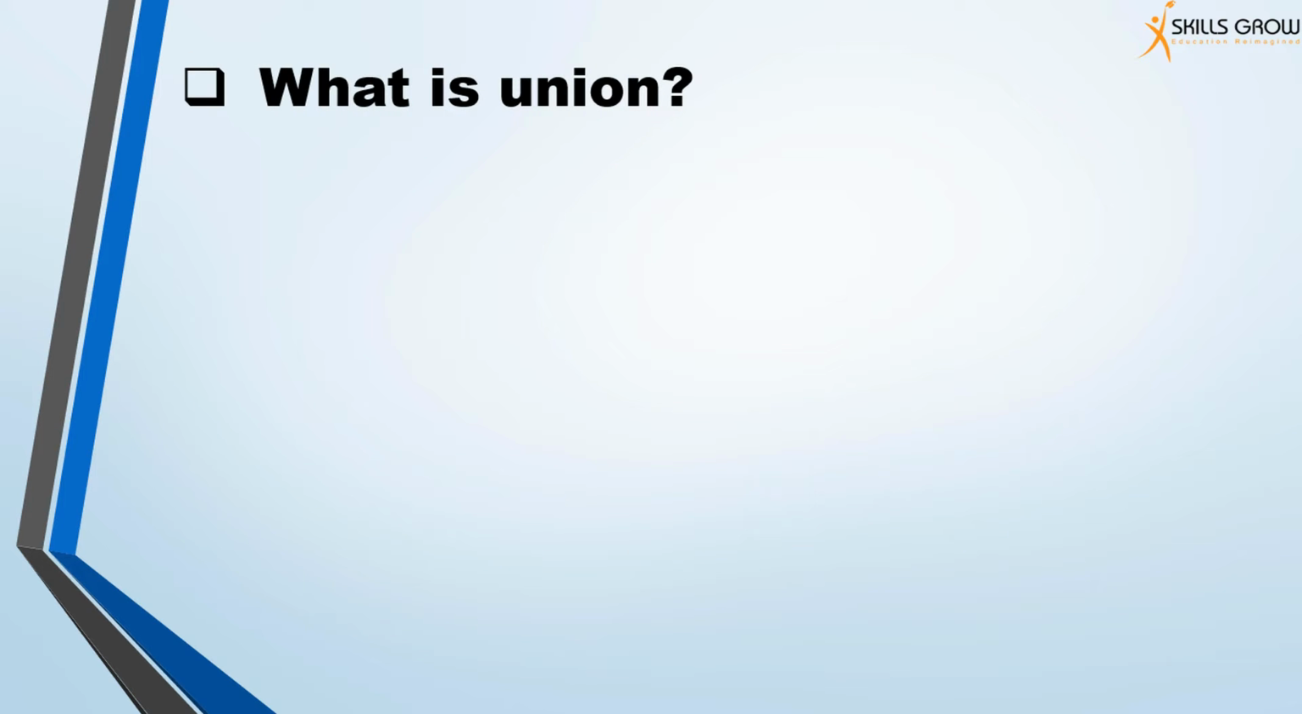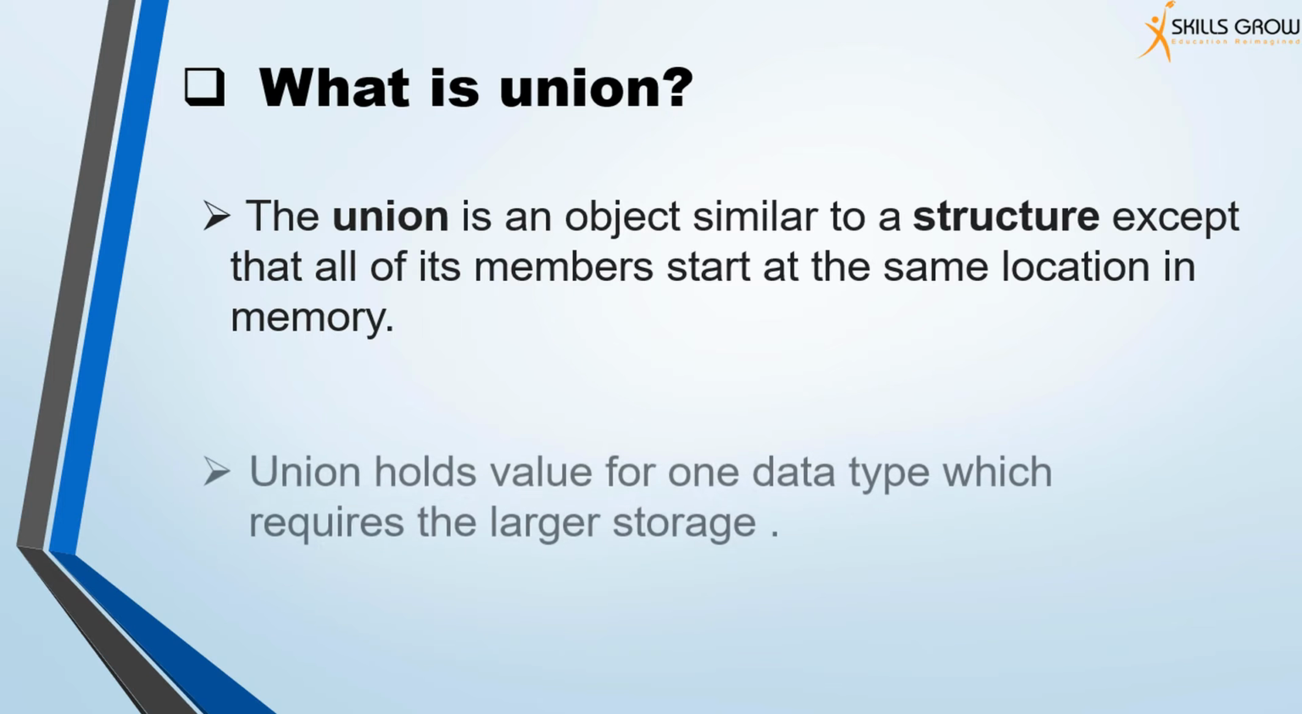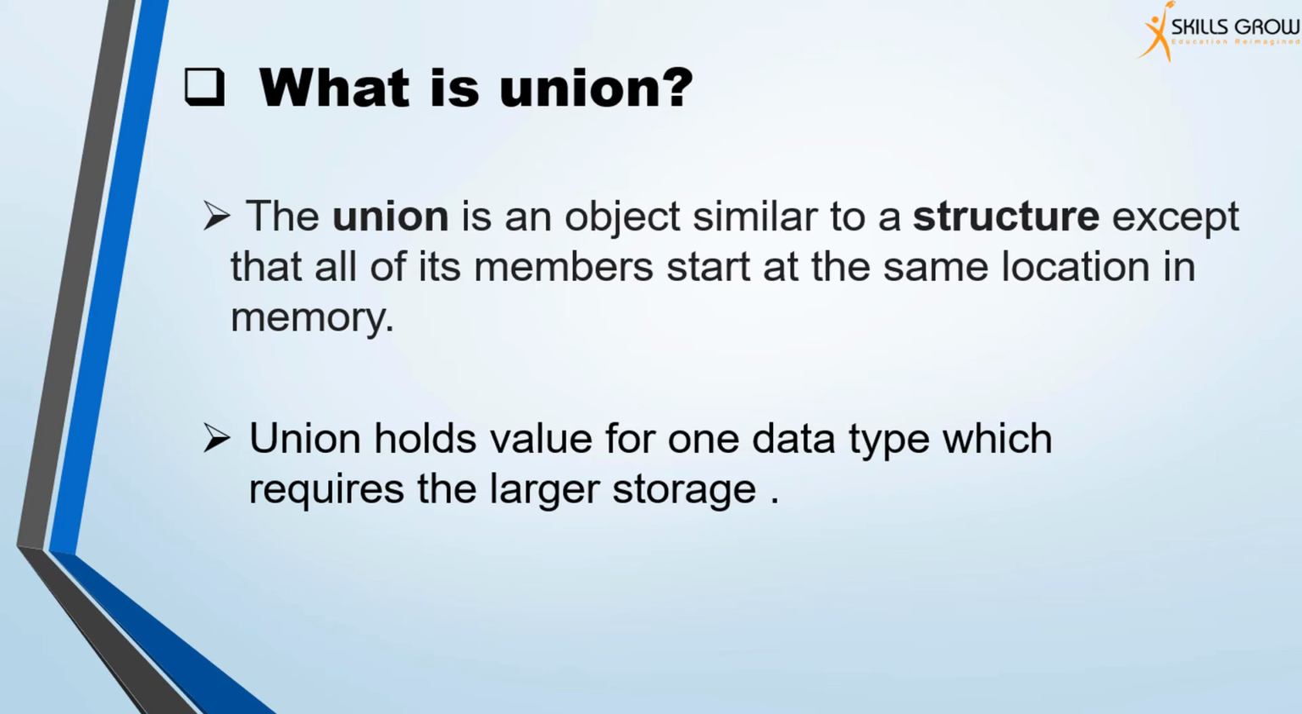What is union? Union is an object similar to structure, except that all of its members start at the same location in memory. It is a collection of variables of different data types. Union holds the value for the one data type that requires the larger storage. Here is an important point to know: once we assign a new value, the existing data is wiped over with the new data.